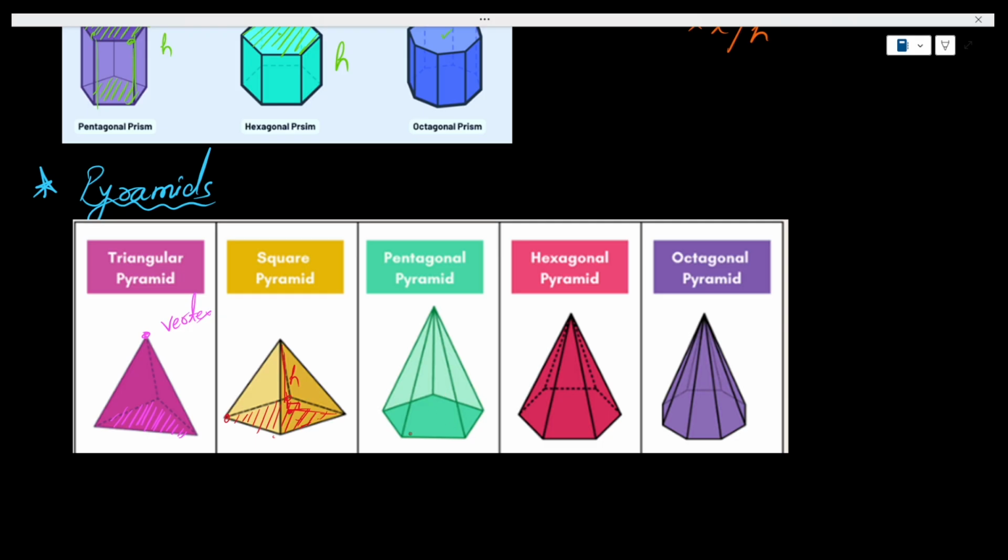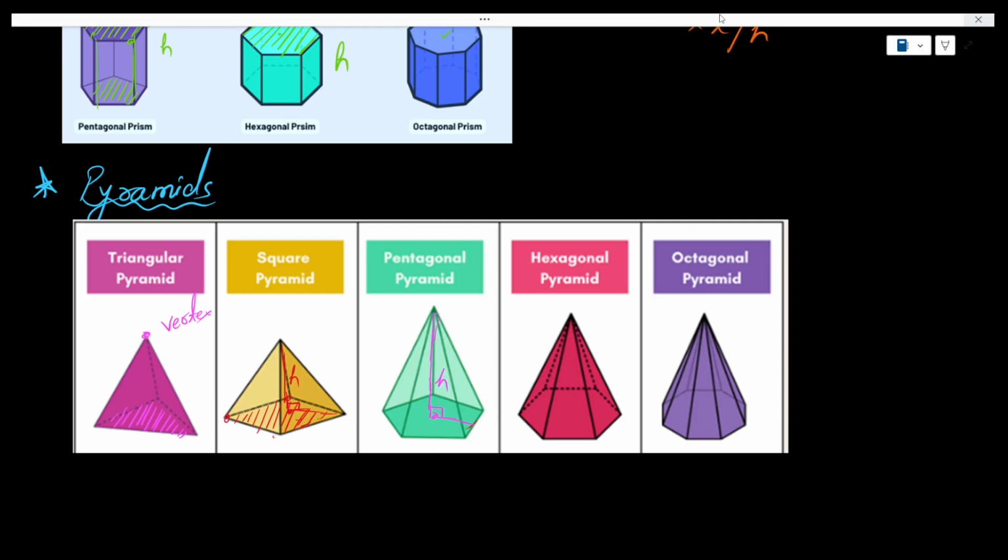Here, you will see it's a pentagonal pyramid. This is called the base of the pyramid. Now again, what is going to be the height? The height is always the perpendicular distance from the center, in the middle of the base, to the vertex. This is the perpendicular height of the pyramid, right? So this perpendicular is going to be the height.